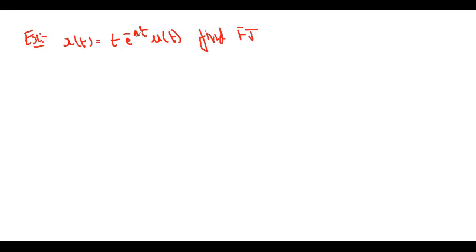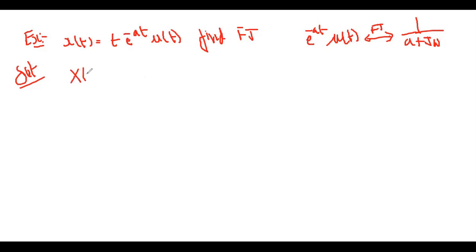For the first example we discussed, e^(−at)u(t), its Fourier transformation is 1 by (a+jω). We got that. Now, what is the Fourier transformation when it is multiplied with t? So X(ω) is equal to, directly substituting, the integral from minus infinity to infinity of t·e^(−t(a+jω)) dt. Now it is in the form of the integral of uv.